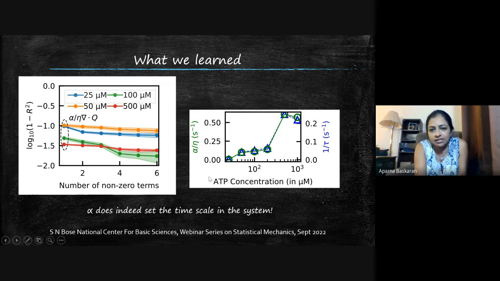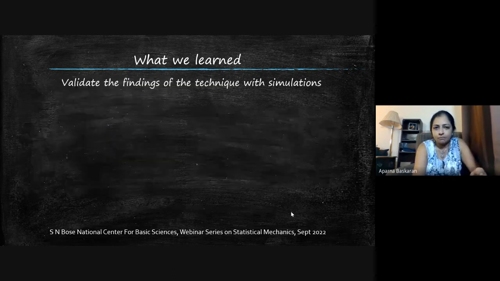The x-axis is the alpha measurement, and the y-axis is the velocity autocorrelation time measurement. You just take the experimental data and calculate the velocity autocorrelation time, and you can see that 1 over alpha and the velocity autocorrelation time actually exactly coincide. So the alpha does indeed set the time scale in my system, and now I know how it changes with ATP concentration. Right? So these are some things that I can learn directly from the data.